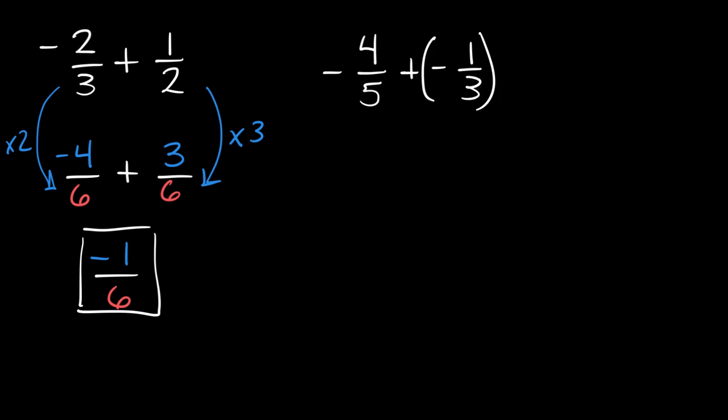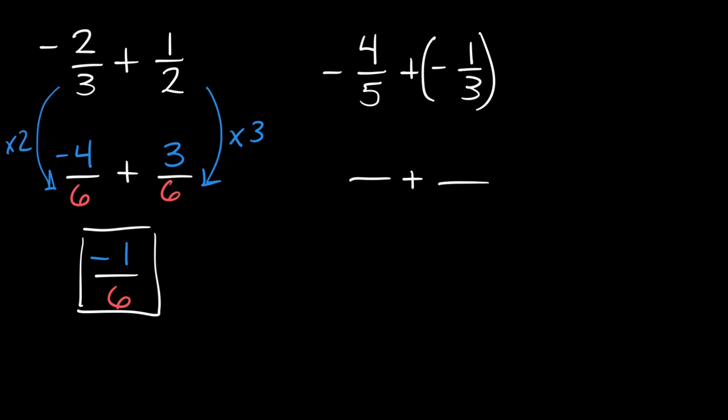So here's a second question. Negative 4/5 plus negative 1/3. And in this problem, I have the operation of addition and the sign of negative. And the parentheses separates the operation from the sign. So just like in the other problem, we have to change our denominators. So I'll set this up, and we are adding them.